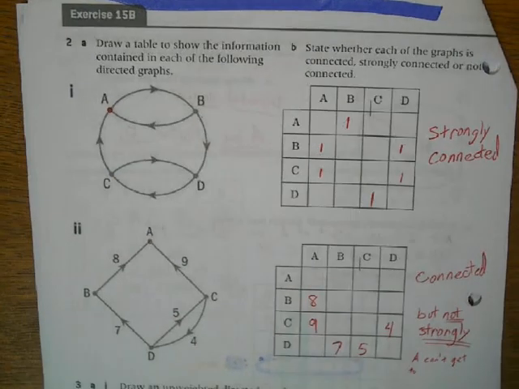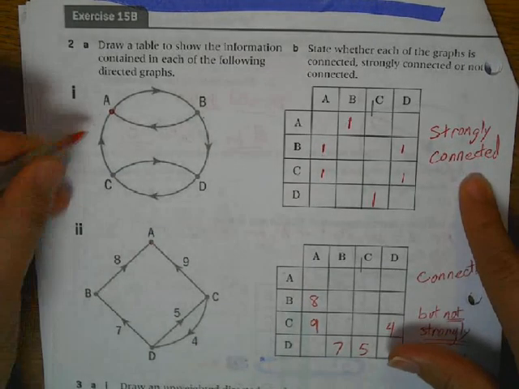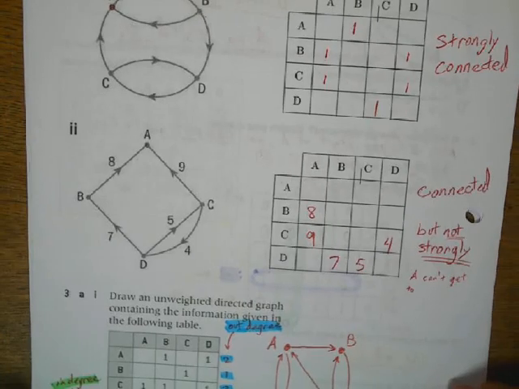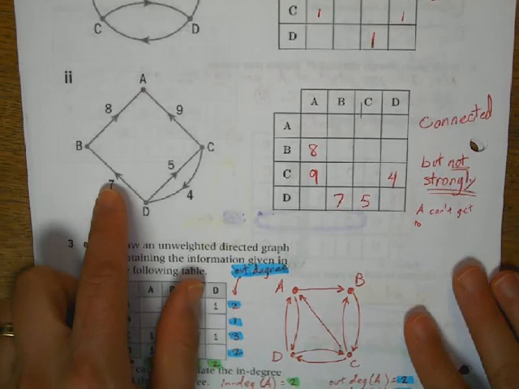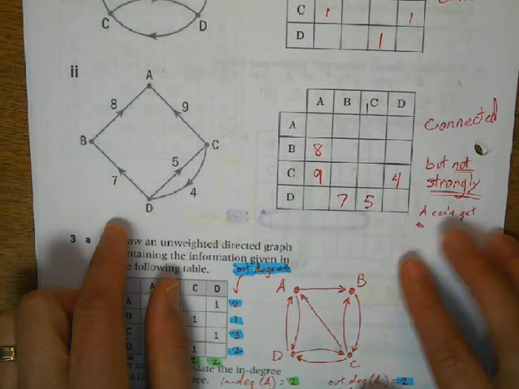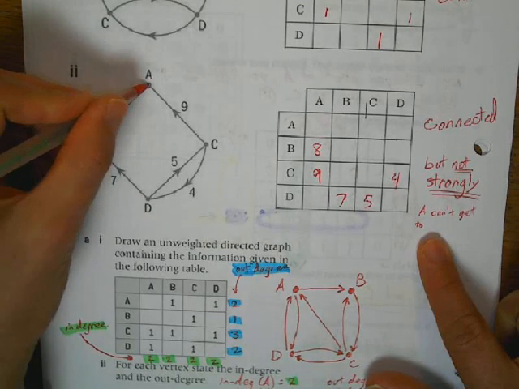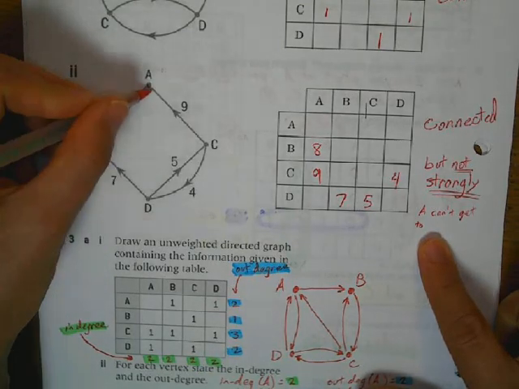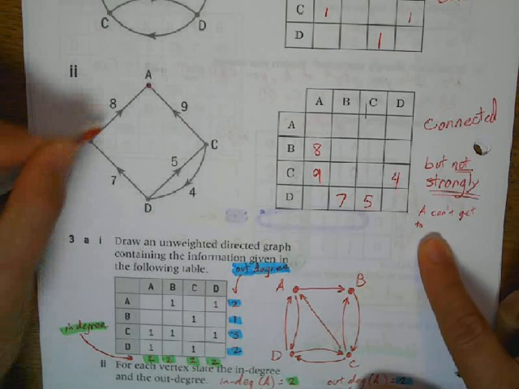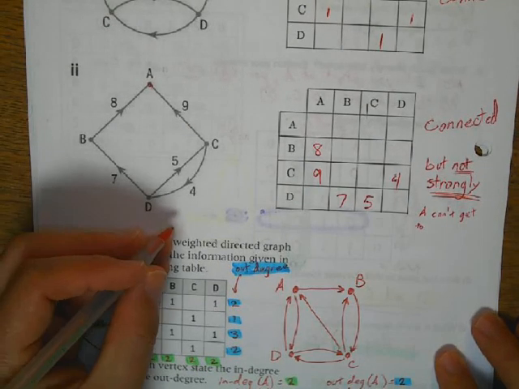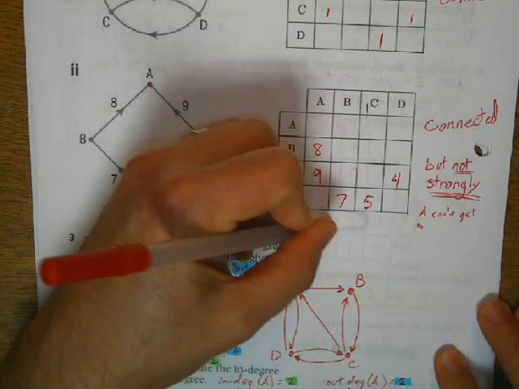Okay, strongly connected because from any point I can go to any point. This one is connected, but it's not strongly. You can't go from A anywhere. There's things going to A, but you can't go from A anywhere. So this is weakly connected. Let's just call it weak.